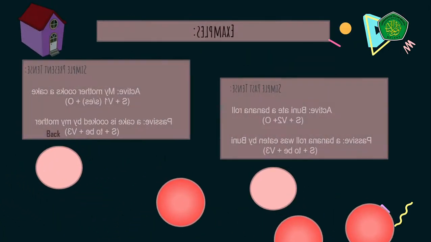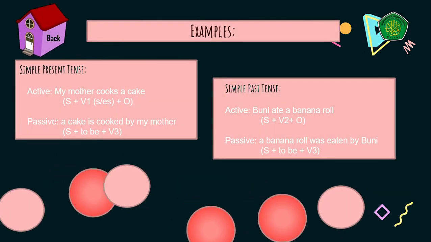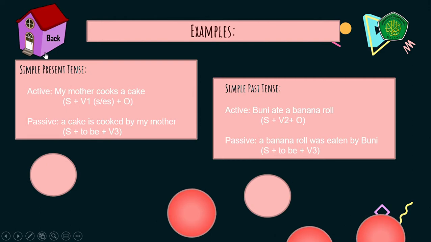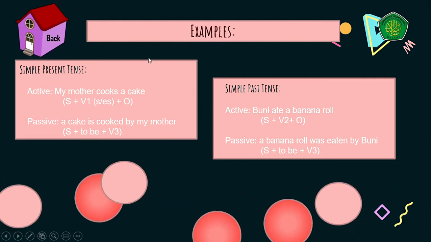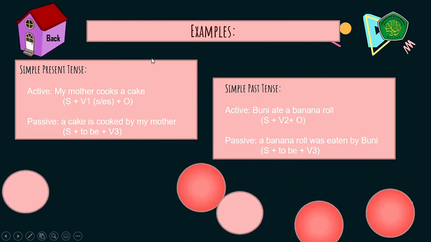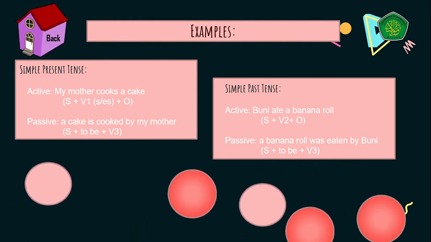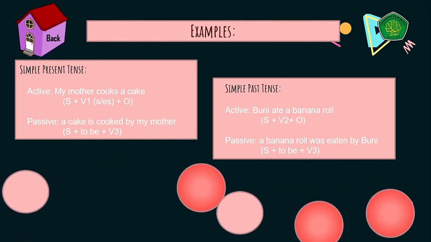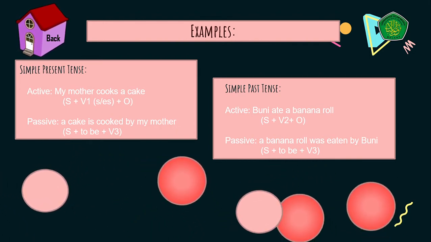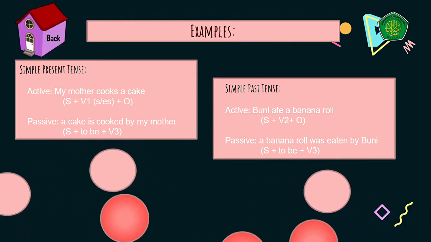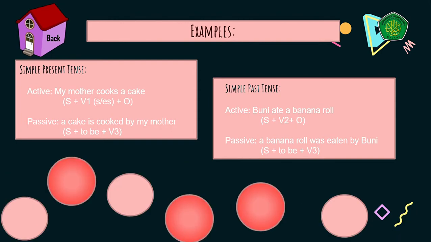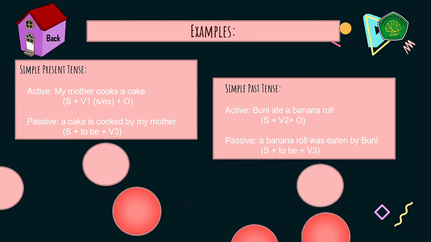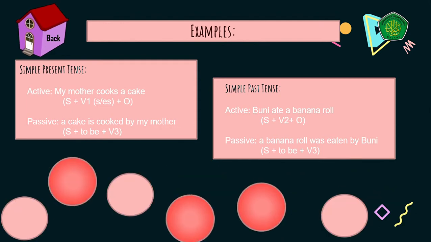Okay. This is an example of an active sentence that is converted into a passive sentence. First, we can see that the subject of the active sentence is my mother, then the verb is the first form of the verb, then the object of the sentence is a cake. Then, the change in the passive sentence is that the object of the active sentence becomes the subject of the passive sentence, and the verb changes to the third form of the verb plus to be.